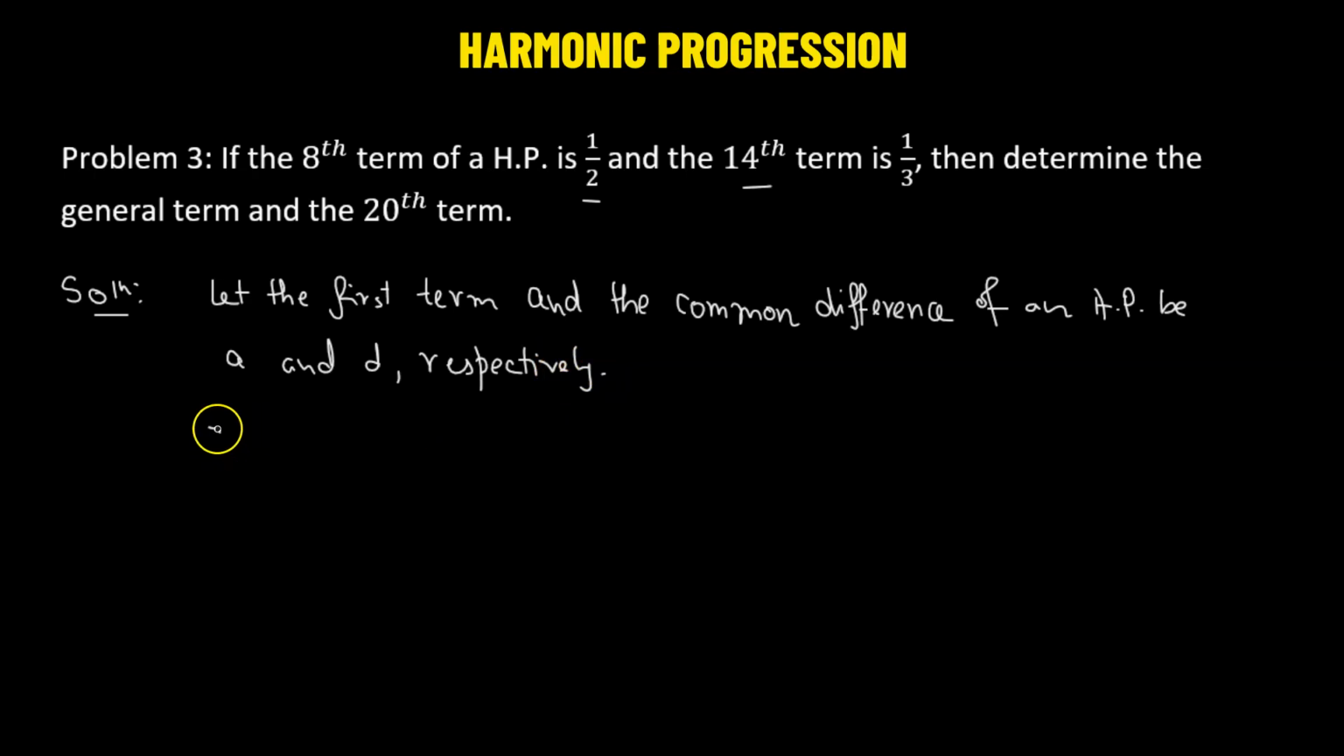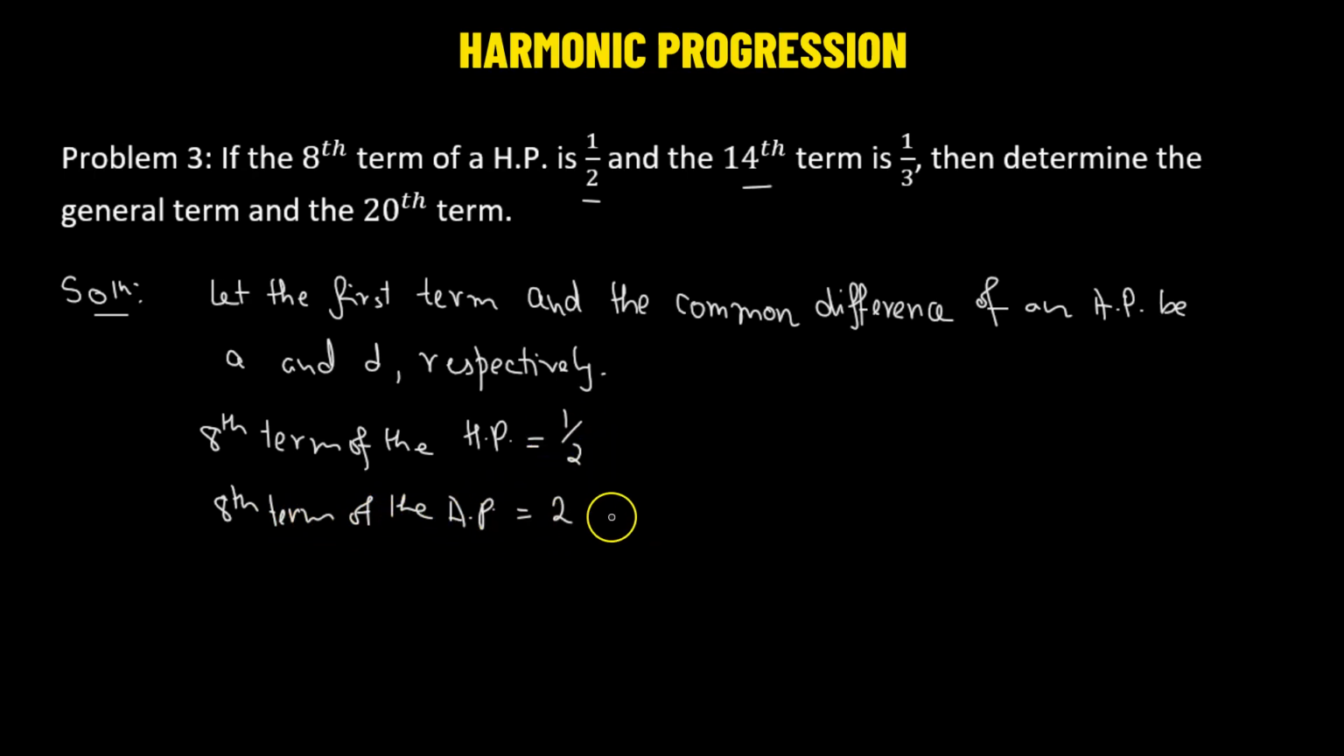So it's given here that we have a harmonic progression whose 8th term is given as half. This means that the 8th term of the AP is nothing but the reciprocal. So we have to take the reciprocal of half, so that's going to be simply 2. Now we know that the 8th term of an AP is given by the formula a plus 8 minus 1 times d equals 2. So we have a plus 7d equals 2. So that gives us the first equation.